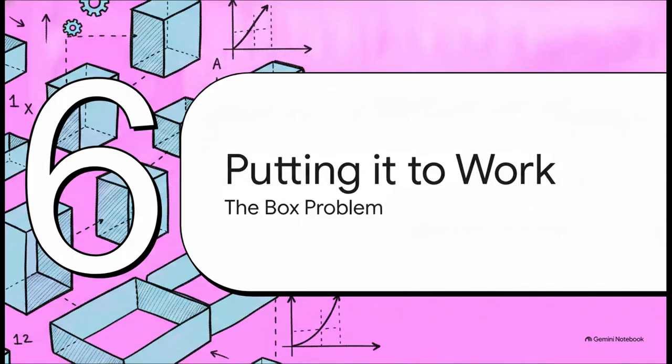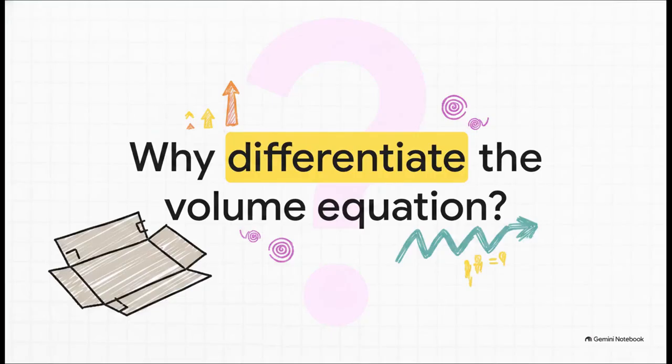Finally, step 6, putting calculus to work. Now that we've got all this conceptual scaffolding built, let's actually use it. Think about the classic textbook box problem. You're cutting squares from a 20 by 30 piece of cardboard to fold a box, and you want to find the absolute maximum volume. You end up with an equation, V equals 600x minus 100x squared plus 4x cubed.